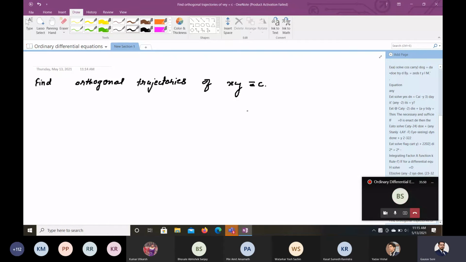So by the time I write down the method here, first is to form the differential equation of the given family. Y square is equal to x square plus c.